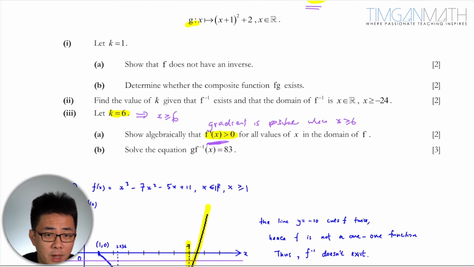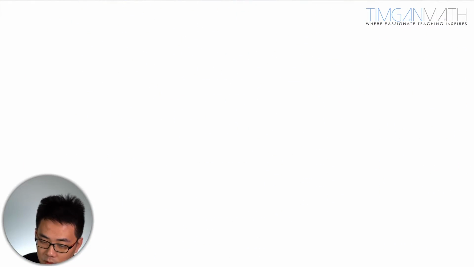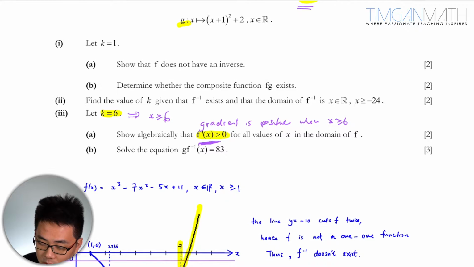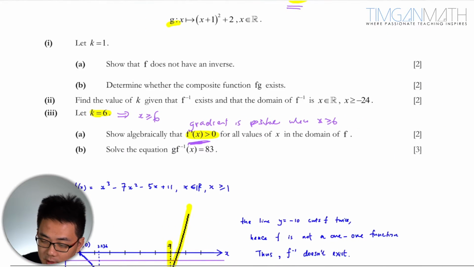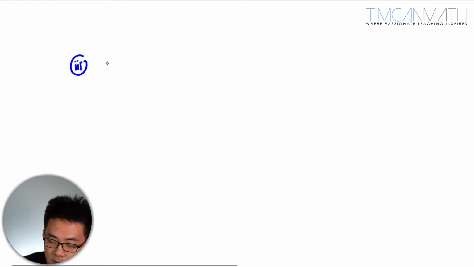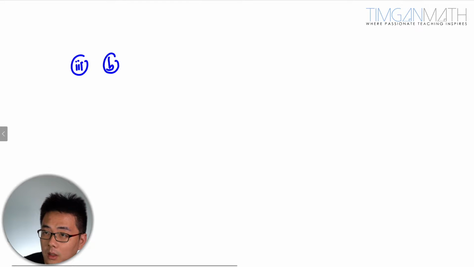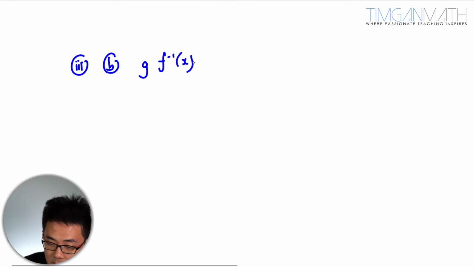So let's look at the last part, part 3, part B. We are told to solve this equation here: g of f inverse x equals 83. So we are supposed to solve g(f⁻¹(x)) = 83.